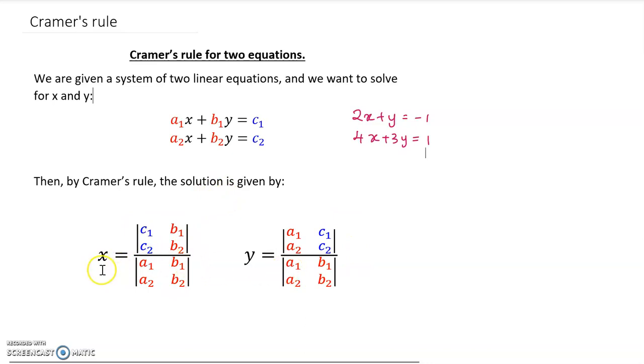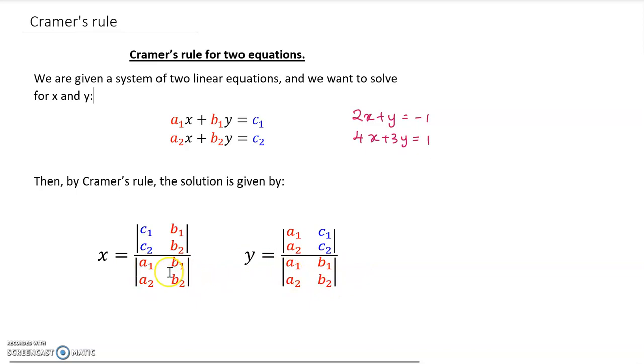So x is given by, first of all, this notation here, which is basically the determinant. Look at the denominator first. This is basically the coefficients of x and y. So we just take out the coefficients of x and y, and we put a1 and b1, and a2 and b2. You can see that for x and y, both of the denominators are the same.